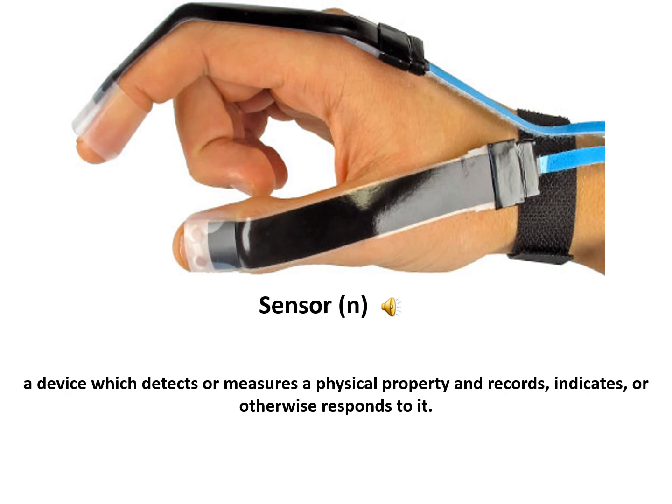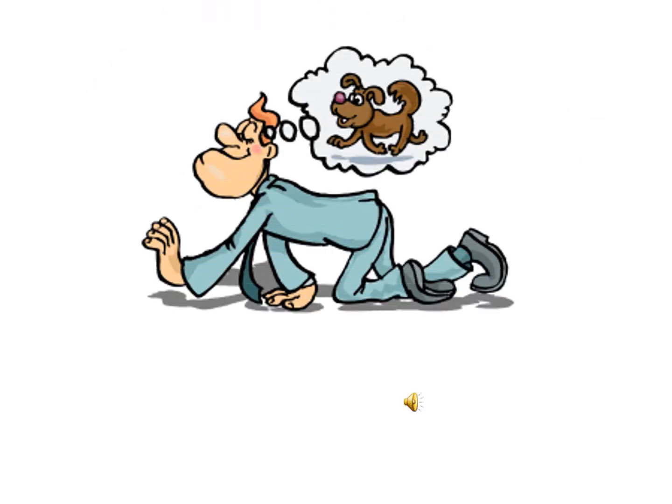Sensor. A device which detects or measures a physical property and records, indicates, or otherwise responds to it. So this is sensor، والتي تعني باللغة العربية الحساس أو المجسات. Next one.